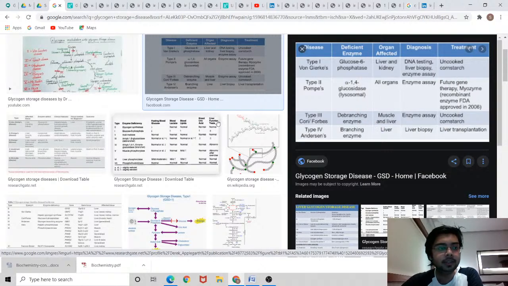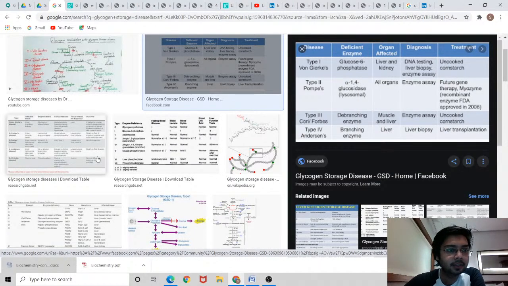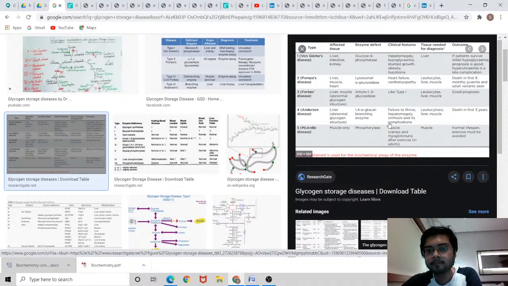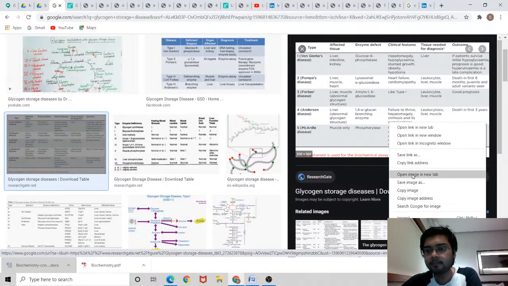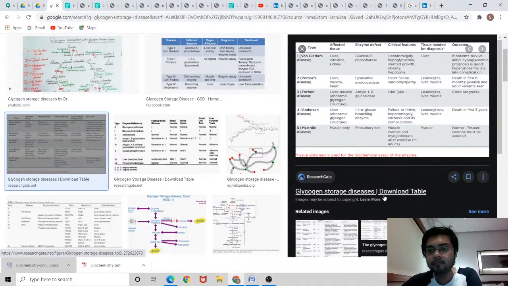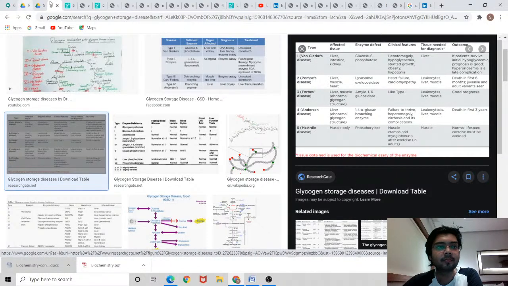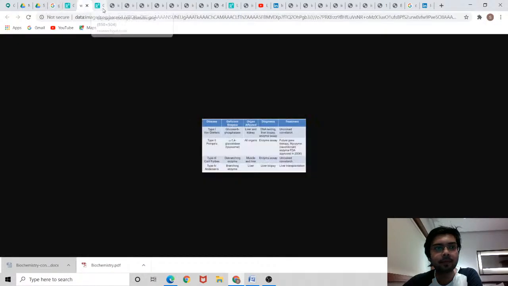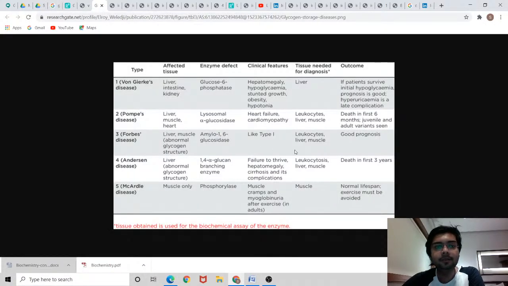Okay, let me make it big so that you can see. Yeah, so type 1 is von Gierke, where the enzyme deficient is glucose 6-phosphatase.